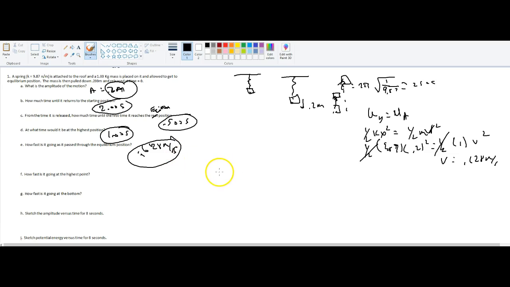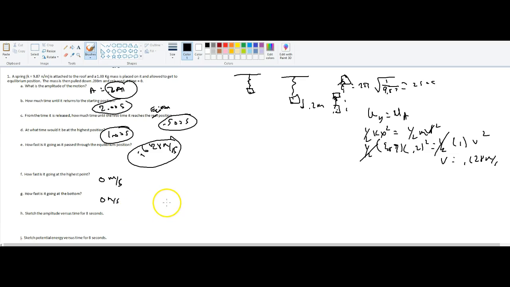Okay, how fast is it going at the highest point? Well, once it gets to the highest point, it's stopped, right, before it turns around and goes back the other way. So therefore, it's going 0 meters per second. How fast is it going at the very bottom spot? Well, the very bottom spot's where we let go of it, and once it gets back there, it has no more energy except for that which is stored in the spring. So therefore, it'll be 0 meters per second. In other words, it's also going to turn around at that point, so it's going 0.